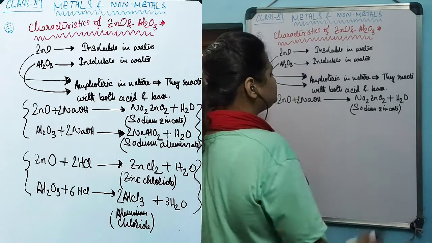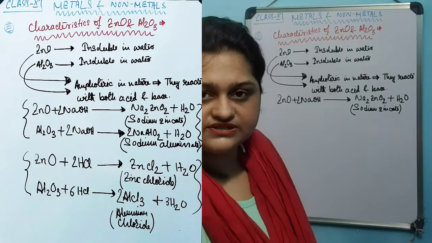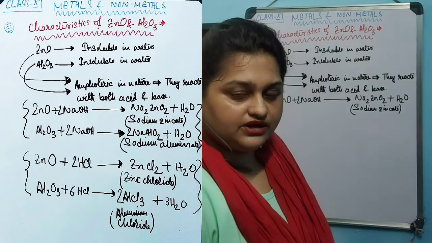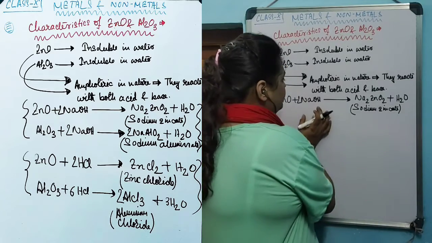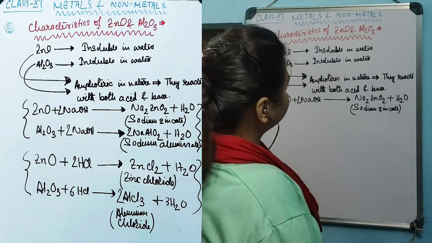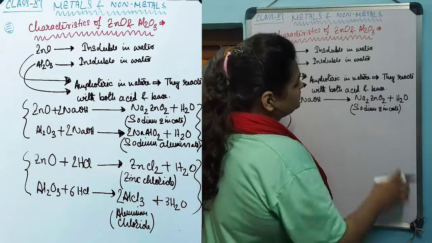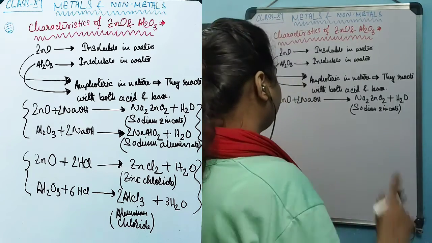So this is the balanced reaction when zinc oxide is reacted with sodium hydroxide base. The salt sodium zincate, Na2ZnO2, is formed along with water.